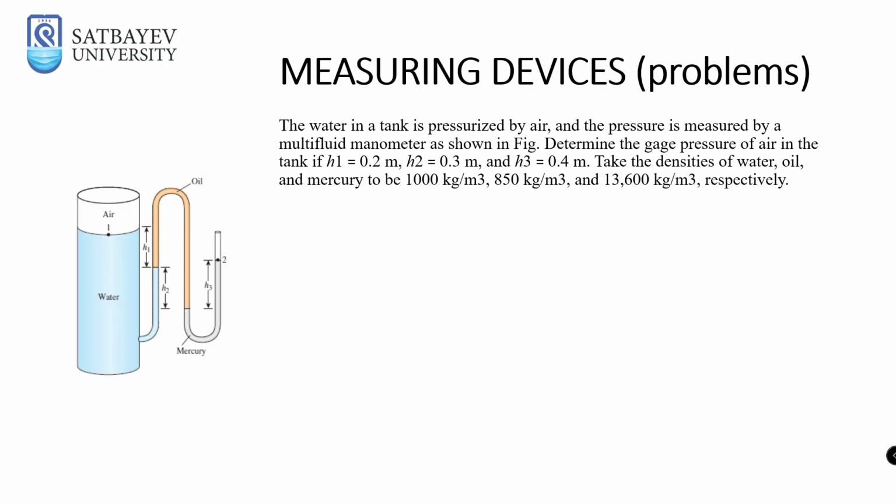Another example, the water in a tank is pressurized by air and the pressure is measured by a multi-fluid manometer shown in the figure. Determine the gauge pressure of the air in the tank. Take the densities of water, oil, and mercury to be given values respectively.